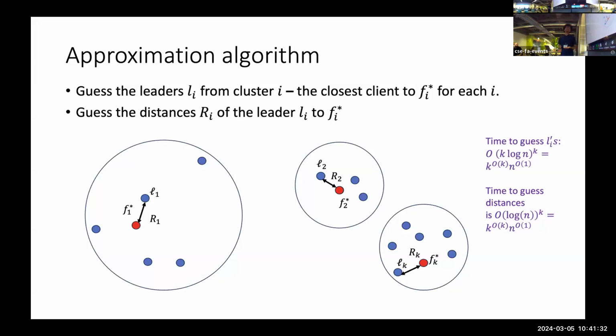And for the distances, there are some intricacies involved, but it's really technical in the sense that you can't guess the distances exactly, but you're going to guess the distances to the closest power of 1 plus epsilon. And you can assume that the distances are polynomially bounded. So then there are only log n choices for each distance. And so you'll be able to guess these distances R1, R2, Rk. All these guesses can be made in parameterized random time. For this talk, again, let me assume that these distances are even exact because that difference is not very important.